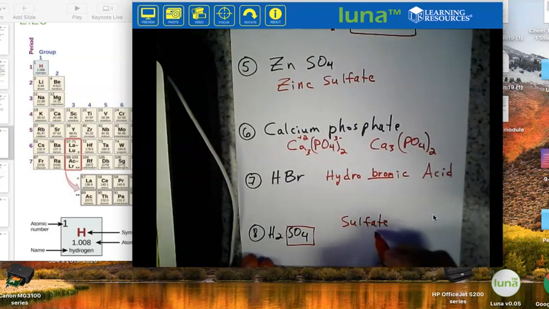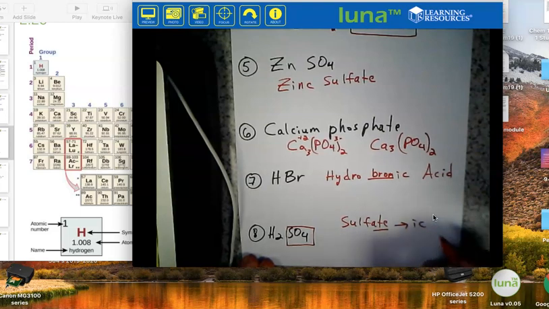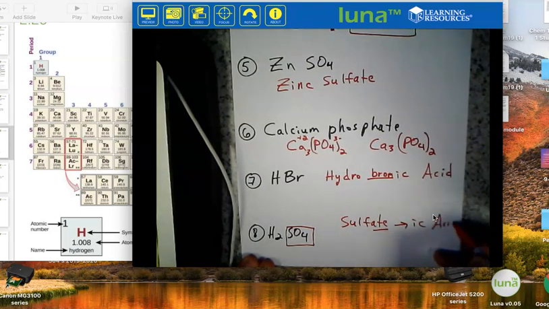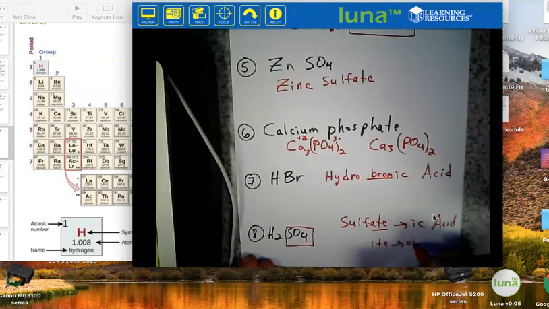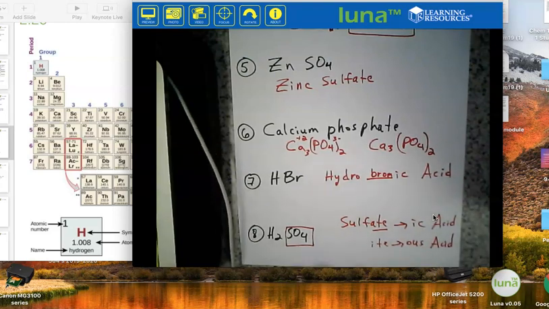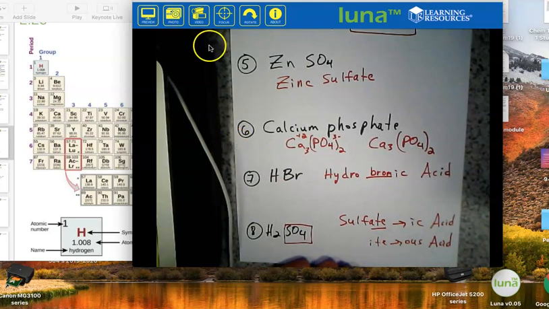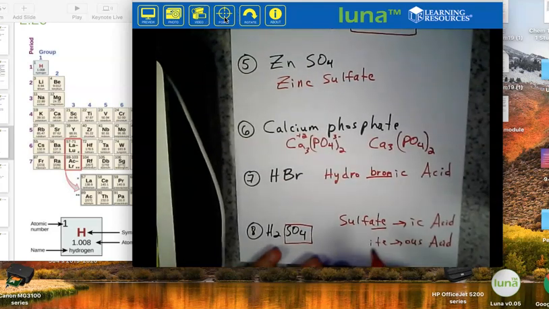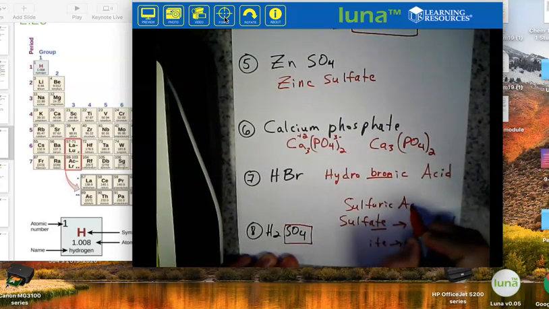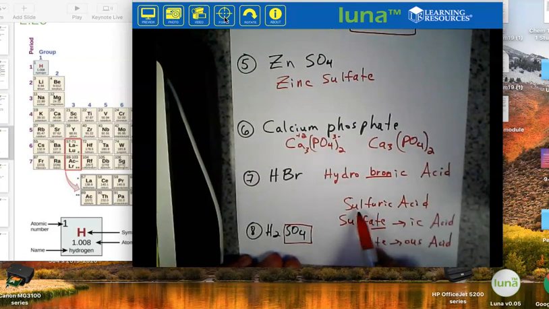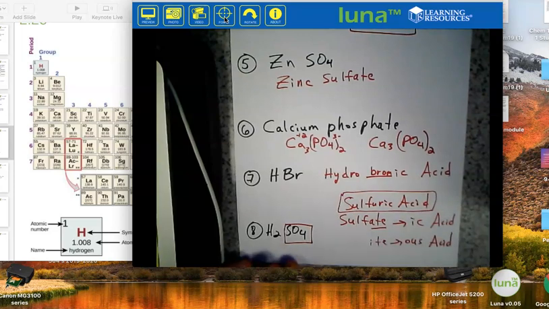Okay, and so if it ends in ate, we change that to ic, and then add the word acid, right? If it was sulfite, ite becomes ous, and then acid. All right, so because it's sulfate, let me focus here. As a sulfate, it becomes sulfuric acid. Okay, ate becomes ic, sulfuric acid. So that would be the name for H2SO4.